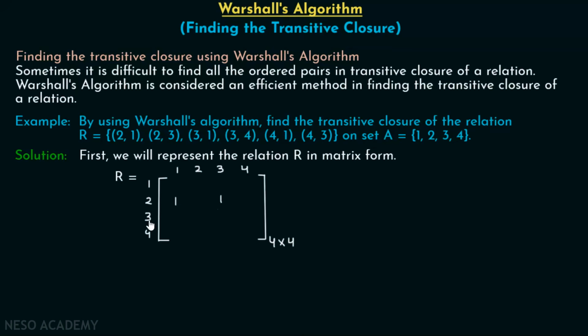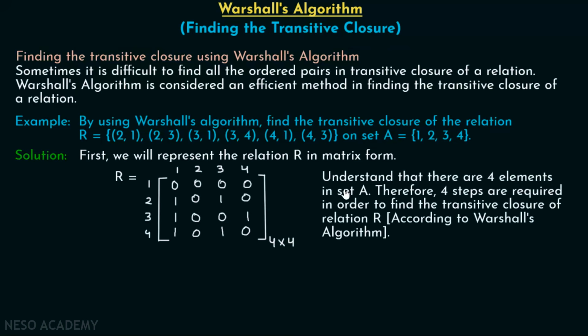Then we have 3, 1. 3, 1 is this. What about 3, 4? 3, 4 is this position. We will place 1 over here. Then we have 4, 1, and then we have 4, 3. In the rest of the positions, we will place 0, which means that 1, 1, 1, 2, 1, 3 and so on are not part of this relation. That is why I am placing 0 over here. Fine. This is our matrix and this is relation R.